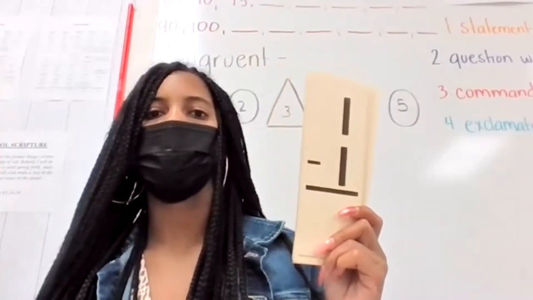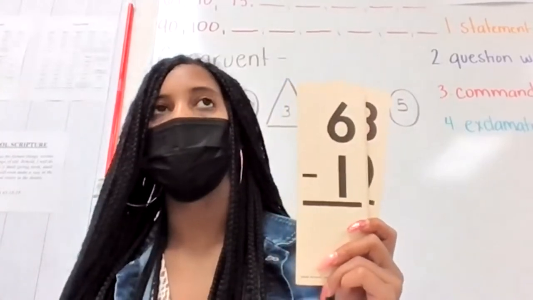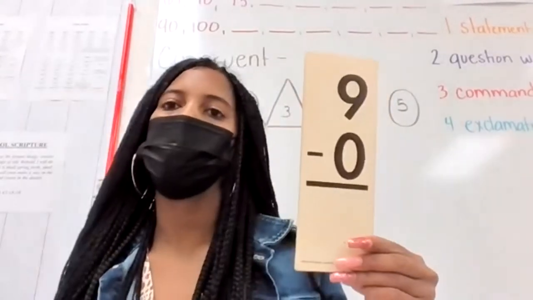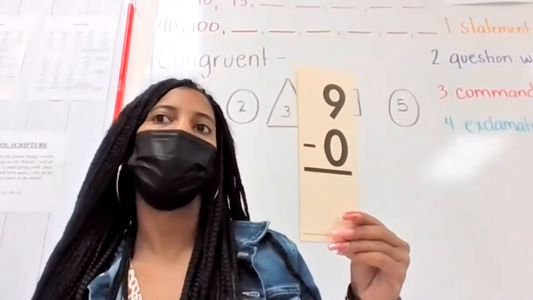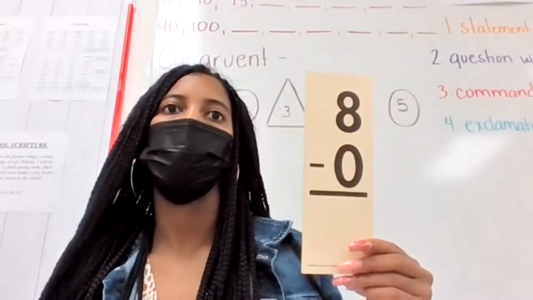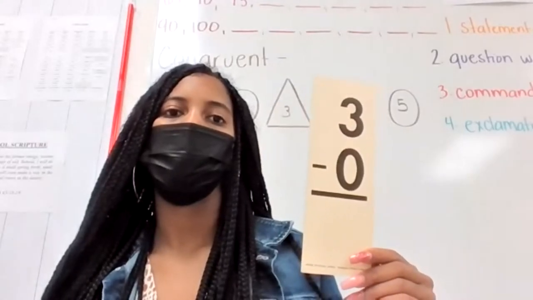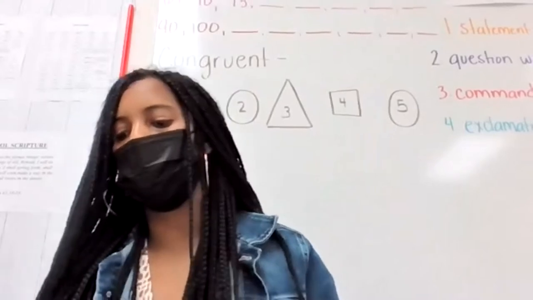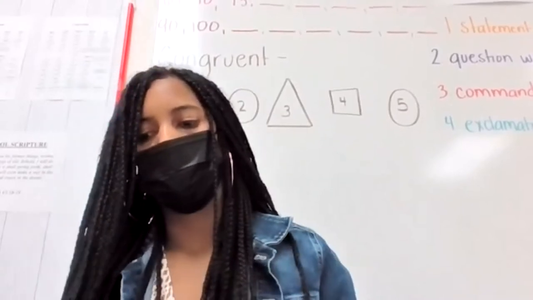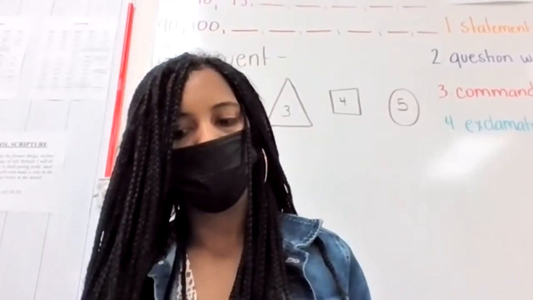4 - 1 = 3. 10 - 1 = 9. 1 - 1 = 0. 6 - 1 = 5. 9 - 0 = 9. 8 - 0 = 8. 3 - 0 = 3. Good. Okay. Awesome.